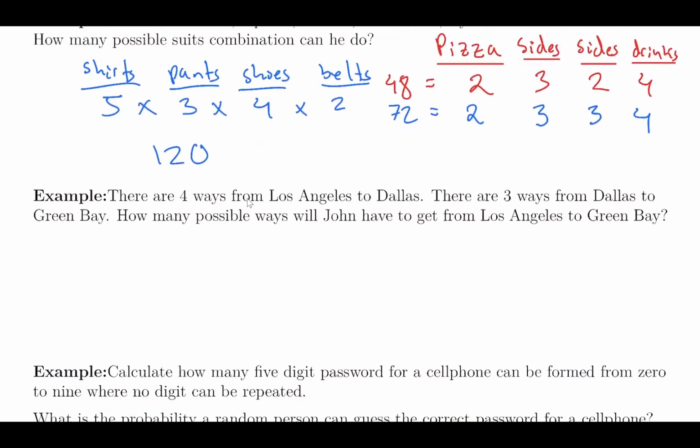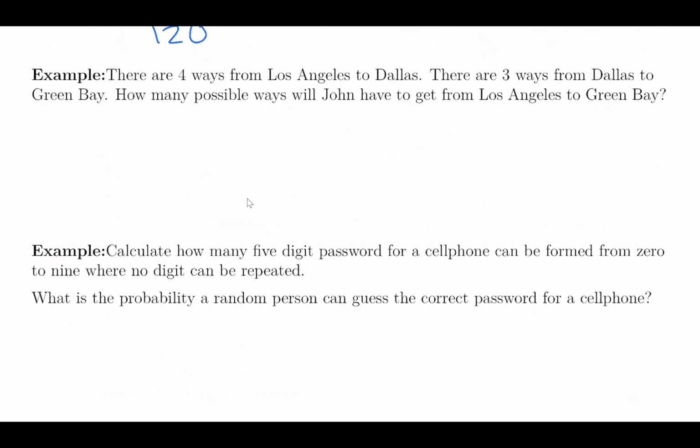All right. So let's do the next 2 problems, and then we're going to move on to a different counting technique. So it said there are 4 ways from Los Angeles to Dallas. There are 3 ways from Dallas to Green Bay. How many possible ways will John have to get from Los Angeles to Green Bay? So right here, we're assuming that there's no time conflict. So these 4 flights that fly into Dallas, that means they could take any of the 3 flights that go from Dallas to Green Bay. So we're going to assume there is no time conflict. So for this one, how would I do this one?